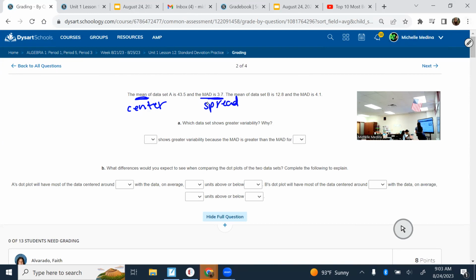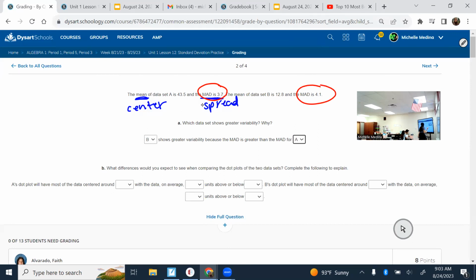And if that doesn't help you, maybe read this one and it kind of tells you. Blank shows greater variability because the MAD is greater than the MAD for blank. So which one has the greater MAD, A or B? B has the greater MAD. All right, A's MAD is 3.7, B's MAD is 4.1. That means B is more spread out. Does that make sense? So B will have greater variability because the MAD is greater than the MAD for A.